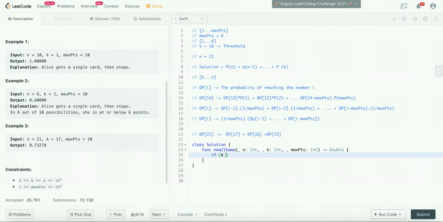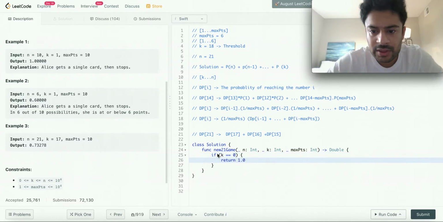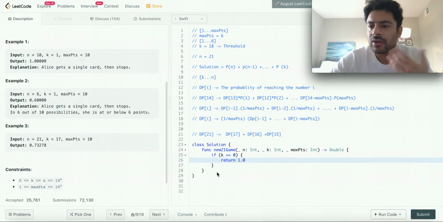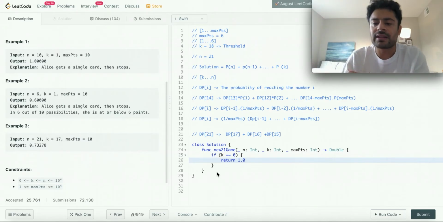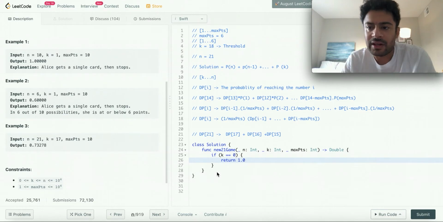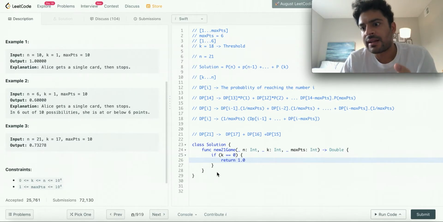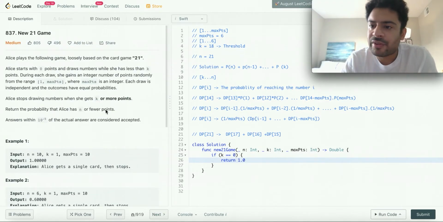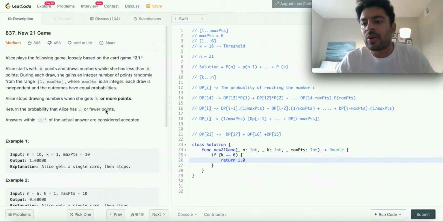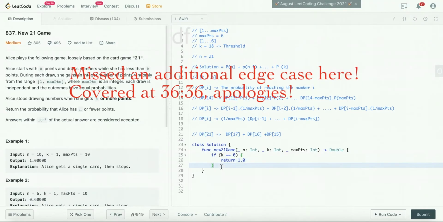If k is equal to 0, return 1.0. What this check means is, if the threshold is 0, we cannot start the game at all. Before our game starts, our score is already 0, and if the threshold is 0, we've already reached it, so we don't need to start the game. So our score will never increase beyond 0, and whatever the value of n, we will always remain at a score less than or equal to n, right? So the probability of Alice having n or fewer points is 100%, which is indicated by probability 1, which is what this edge case handles. Moving on.